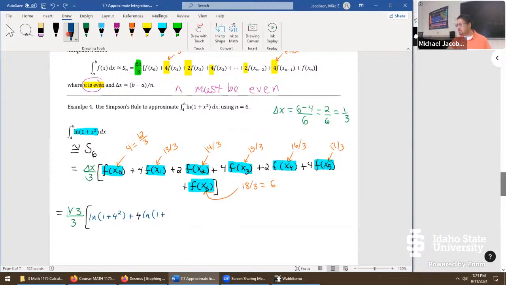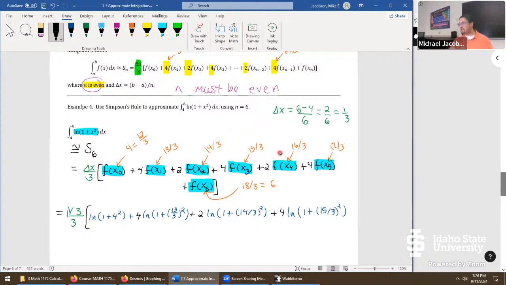1 plus 13 thirds squared, not by much. Then it's going to be plus 2 natural log 1 plus, I'll go sideways, 14 thirds squared, plus 4 natural log 1 plus 15 thirds squared. So we're up to this turn, just 3 more to go.